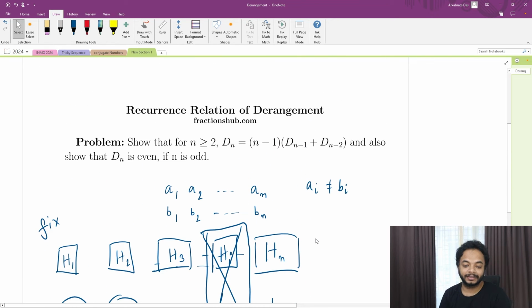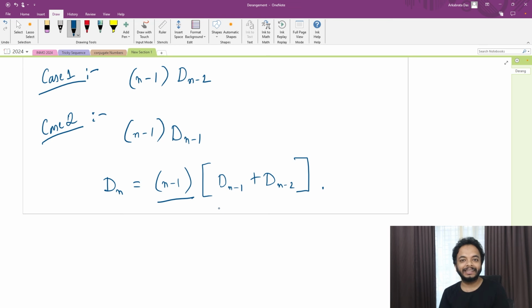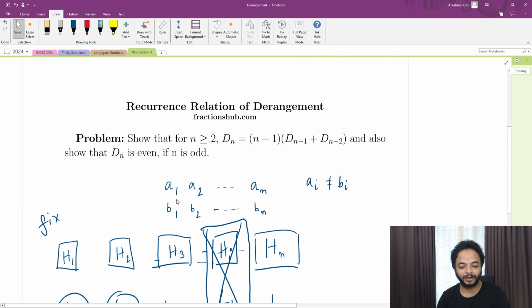And now the next thing is that, let's say that here the second part, we have to show that dn is even if n is odd. So now you can very well understand that if n is odd, we have proved the recurrence relation here. First of all, dn is an integer. You're counting the number of ways in which you can dearrange n distinct objects. So that's an integer, and it is multiplied with n minus 1, which, since n is odd, will be even. So then dn becomes even if n is odd, and that's the proof for this problem.